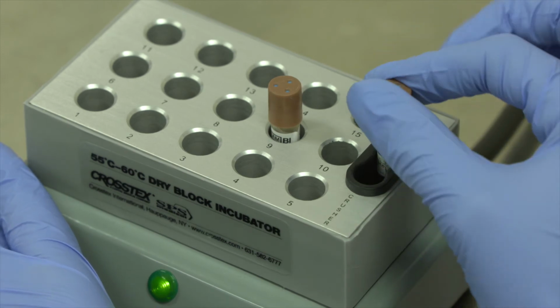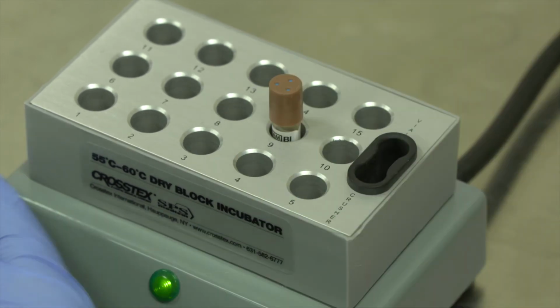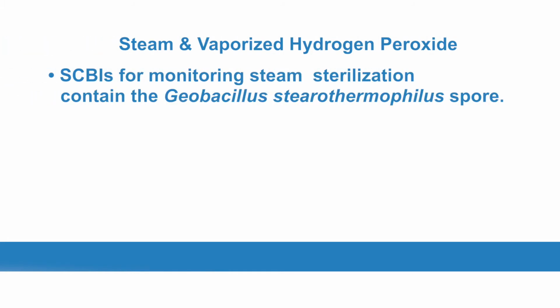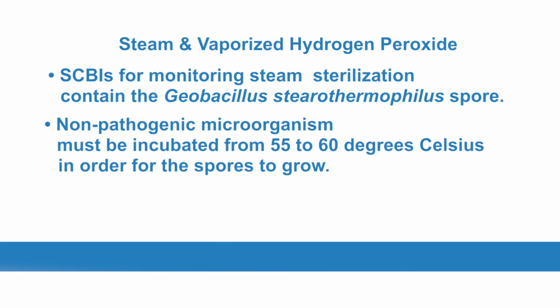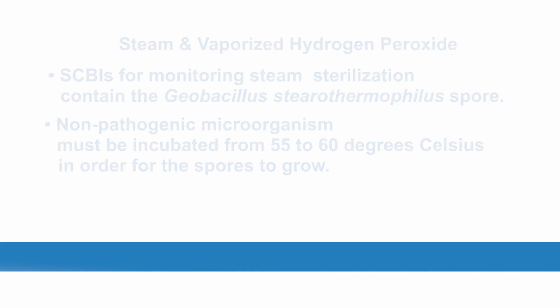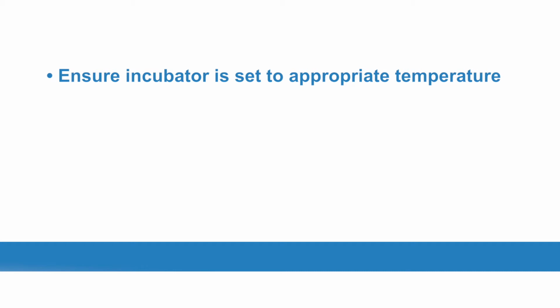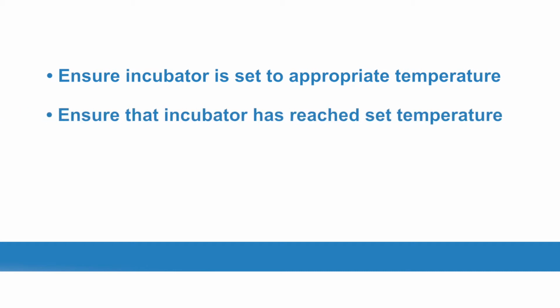Once the media ampule inside the vial has been crushed, the SCBIs should be incubated. SCBIs for monitoring steam and hydrogen peroxide processes contain the Geobacillus stearothermophilus microorganism. This microorganism must be incubated at 55 to 60 degrees Celsius in order for the bacteria to grow. Regardless of the type of incubator being used, ensure that the incubator is set to the appropriate temperature and that the incubator has reached the set point prior to initiating the incubation process.